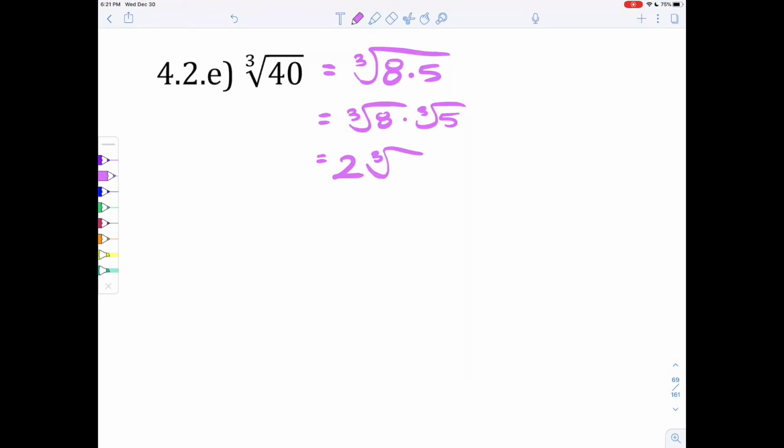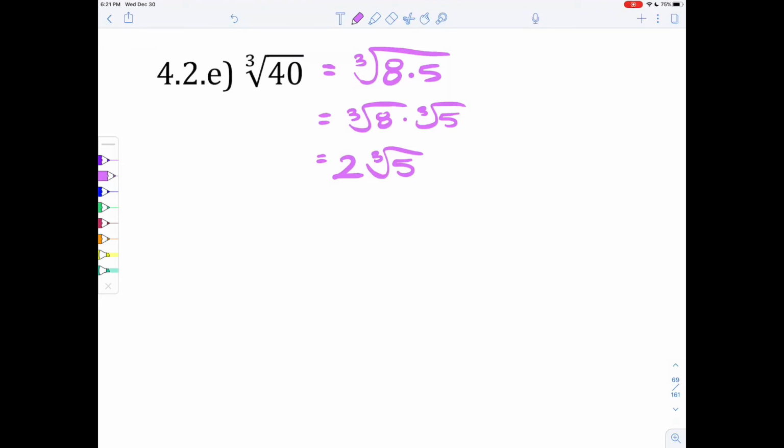Try these ones out. I will. I know, for example, that 40 can be broken up into 8 and 5. I used 8 because 8 is a perfect cube, and I'm dealing with cube roots. So I can say this is the cube root of 8 times the cube root of 5. The cube root of 8 I can evaluate. That's 2. And the cube root of 5 I can't do anything with.